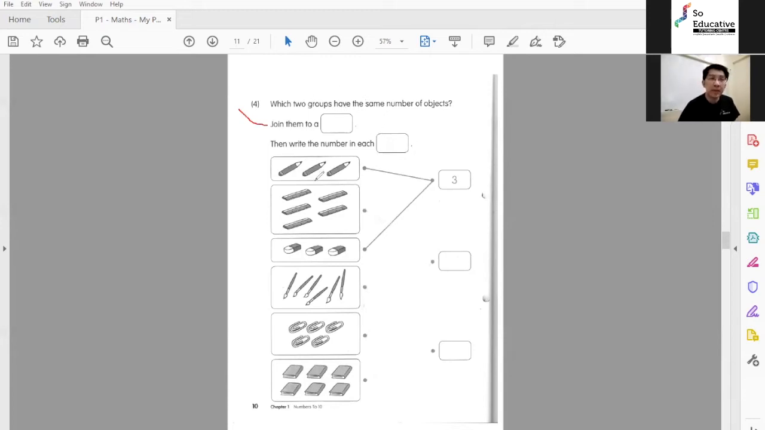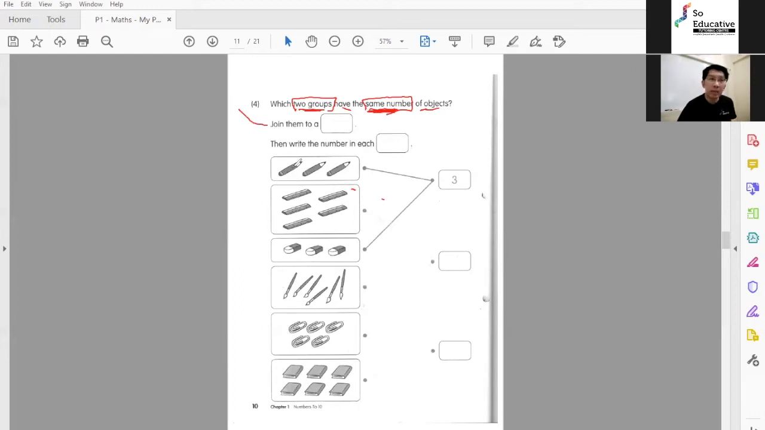Let's read the question carefully and understand what the question wants us to do. Which 2 groups have the same number of objects? Again, they're asking you to find 2 groups that have the same number. I'm going to read the question one more time. Which 2 groups have the same number of objects? So join them to a box, then write down the number in each box. Now, let's do this one.